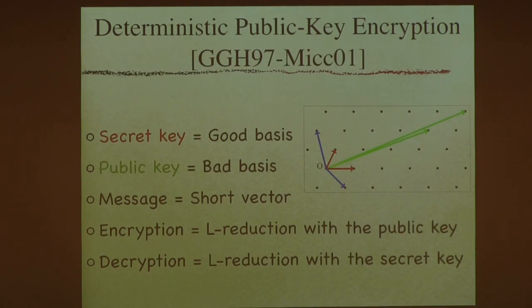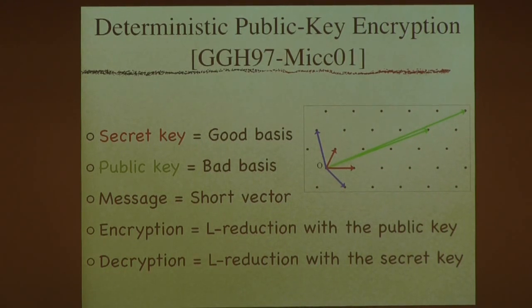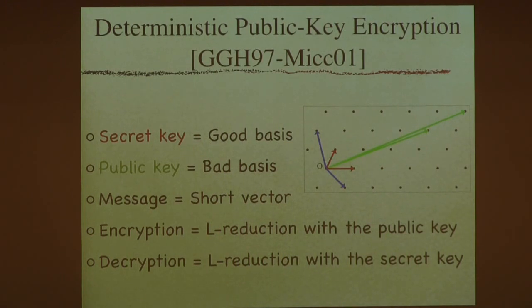But what is really interesting in this description is that it looks a lot like the RSA cryptosystem. Instead of modular exponentiation with the public exponent, I'm doing a reduction with the public basis. And then here I'm doing an L reduction with the secret key, just like I was doing an exponentiation with the secret exponent in RSA. So this is really somehow the lattice analog of RSA. This is the basic general scheme.